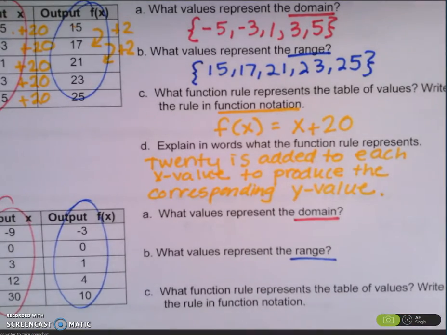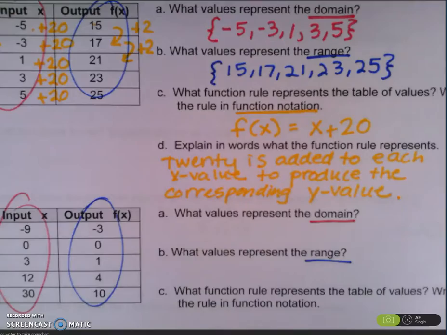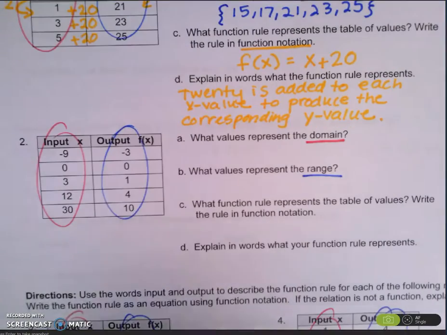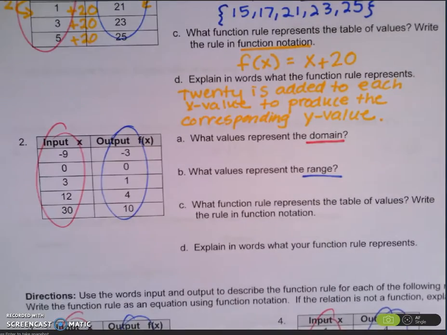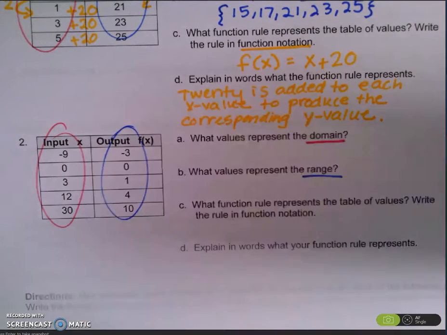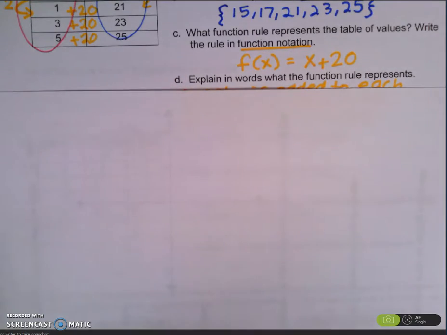Excellent. I would like you to try number 2 with your groups. Go ahead. I'm going to give you 2 minutes. Please pause the video for 2 minutes. If your whole group finishes, you may move on. Okay, let's take a look at number 2. Let's see how you and your group did.